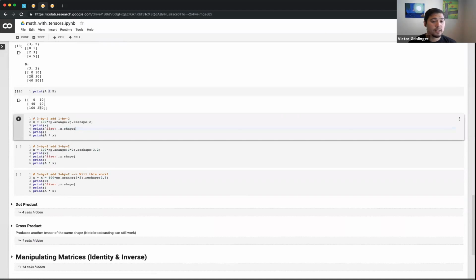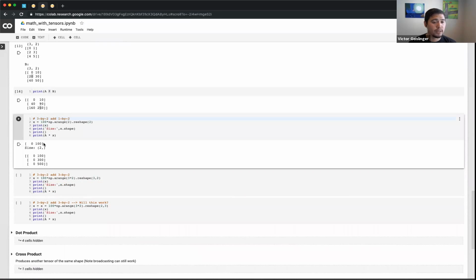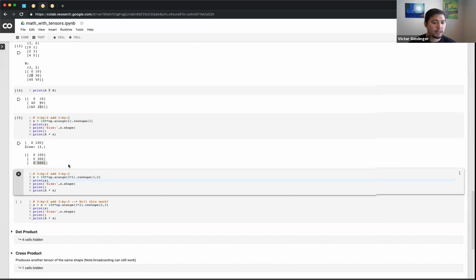Okay, and we can try doing broadcasting, for example. So we have a matrix and a vector, 0 to 100. You would expect 0 to multiply the first element, 100 the second element, through all the vectors. And you can see that's exactly what happens here. Okay, so that's another broadcasting.